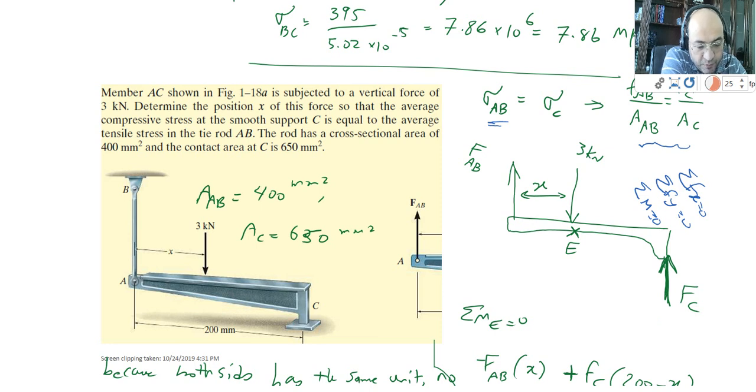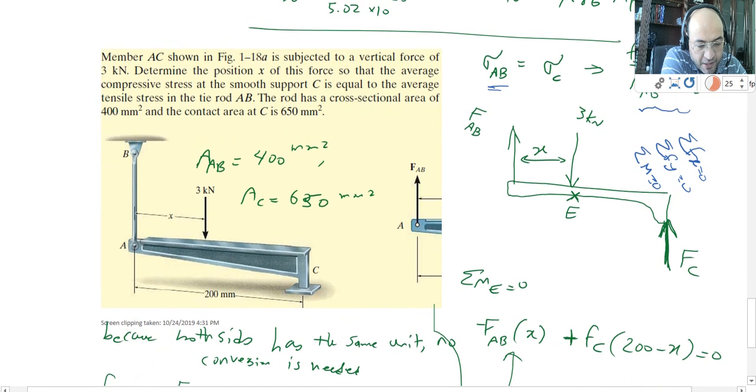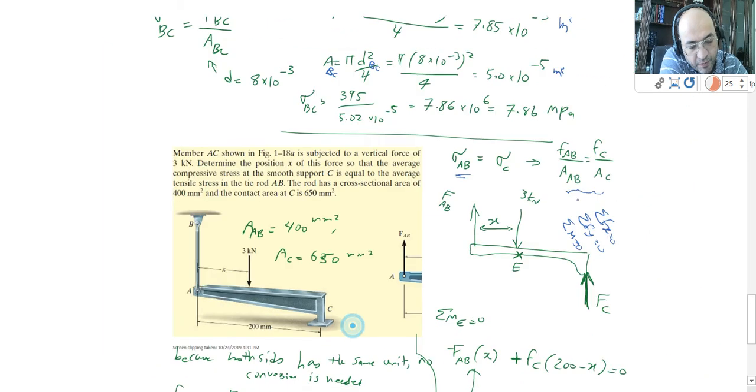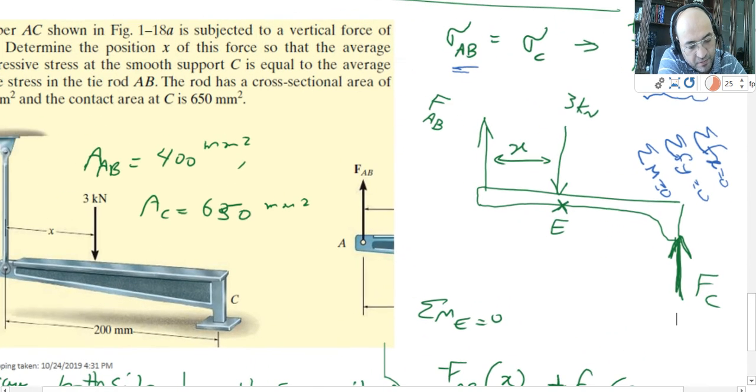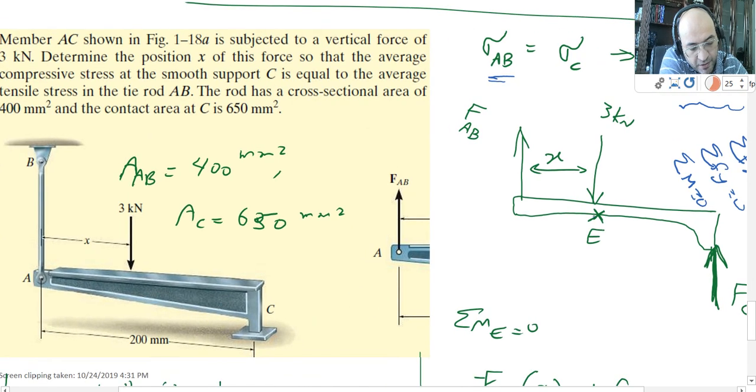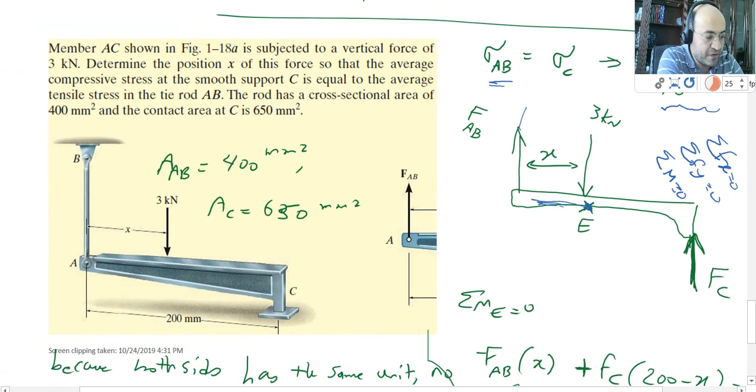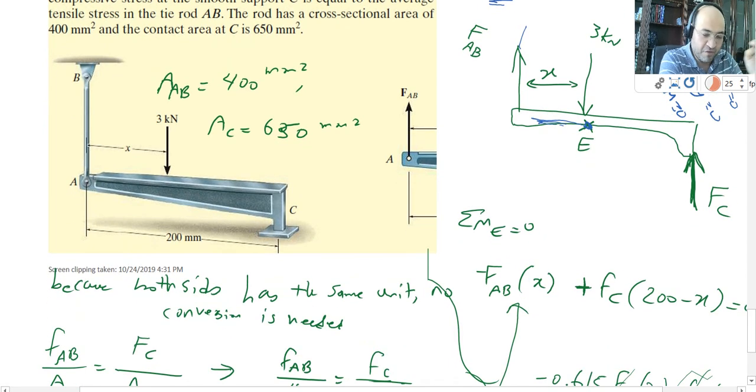If I do moment about point E, I'm going to get F_AB times this distance, which is x. That's going to go clockwise, so I'm going to use the minus for that. The force F_C is going to go positive, and the distance for that will be 200 minus x. In this case I put 200 because everything that I do, the x that I'm going to calculate, will be in millimeter too.